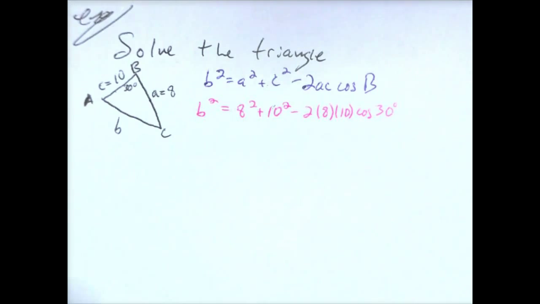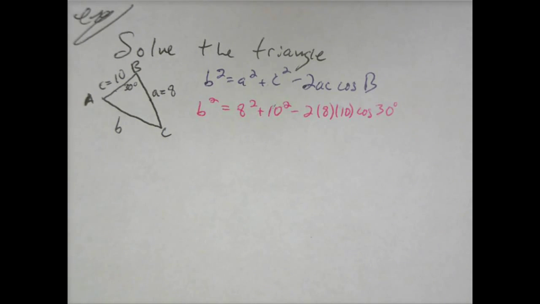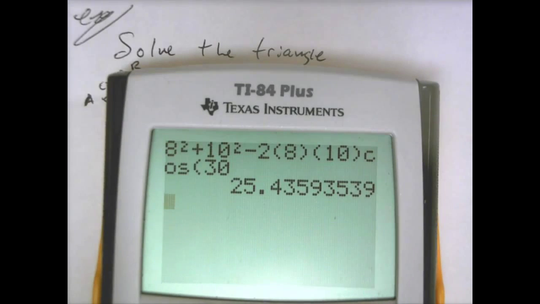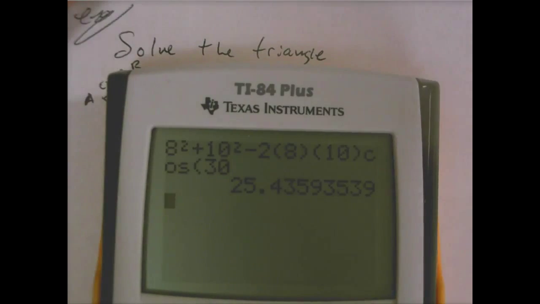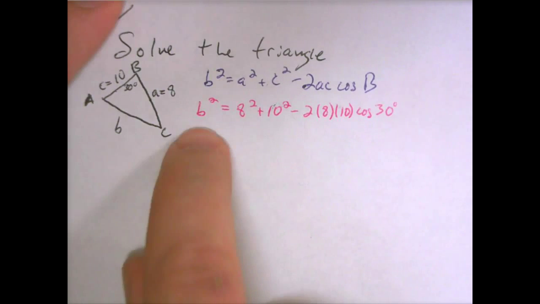Okay, so there's your law of cosine set up. And then you can go and just type this in your calculator. Make sure you're in degrees, though. Degrees, please. 8 squared plus 10 squared minus 2 times 8 times 10 times cosine 30 degrees. I typed it in my calculator. I get 25.435. But notice that is b squared equals that.